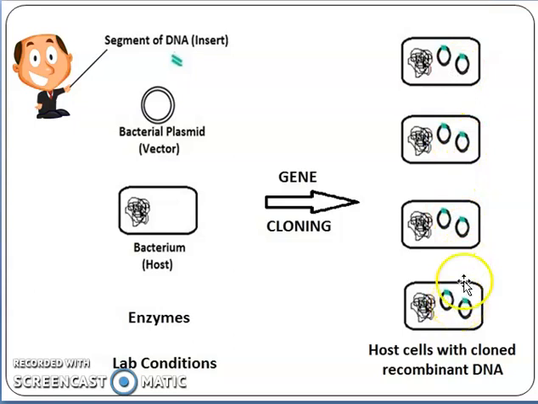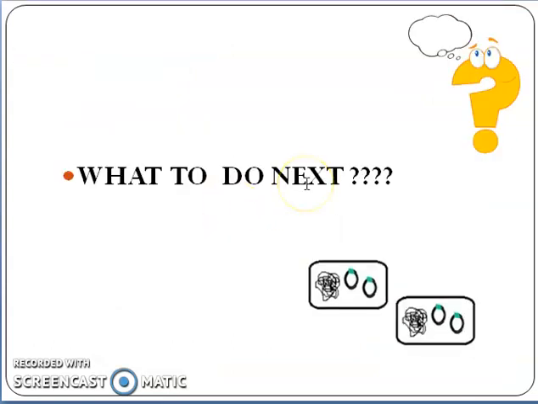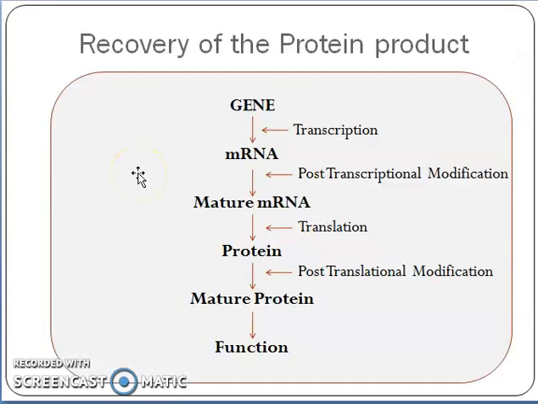So the question is how we can use those multiple copies of the gene which are lying inside those host cells. One of the most important ideas for utilization of the gene of interest is that we can induce the expression of those genes inside the host cells itself so as to recover the protein produced from these genes of interest. So the primary way of utilizing the gene of interest is to recover the protein product.